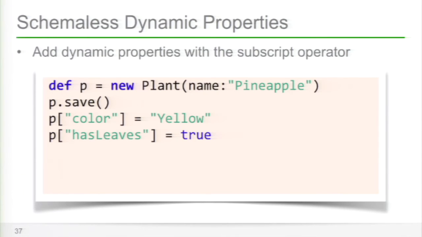You can also do dynamic schemaless stuff in GORM for MongoDB. So how does that work? Essentially, if you have a domain class, you can just use the subscript operator, like a map, and set any properties, save that, and they get saved in addition to the ones you've declared in your domain class, and they go into your documents. So you can have completely schemaless domain models.